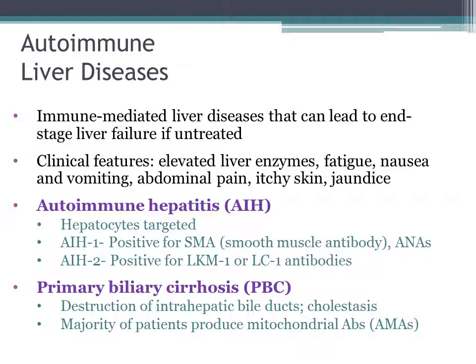In primary biliary cirrhosis, we see autoimmune destruction of the bile ducts, and this leads to backup of bile. These people typically produce antibodies to mitochondria, or AMAs, which can be used for diagnosis.